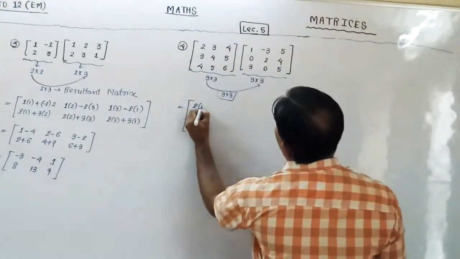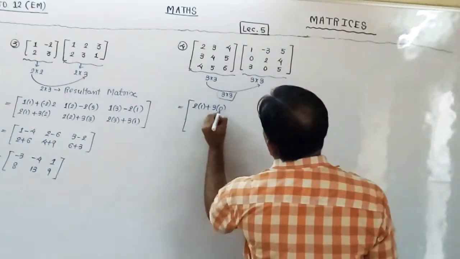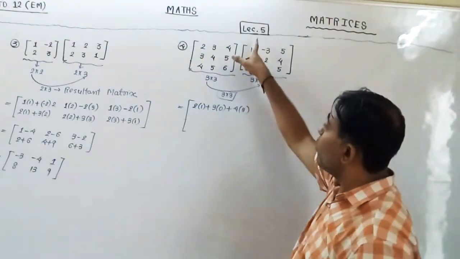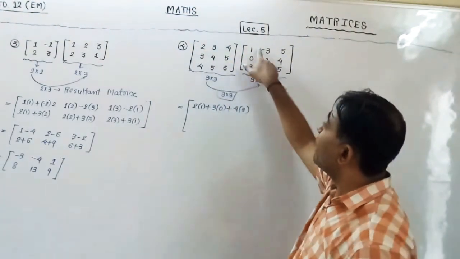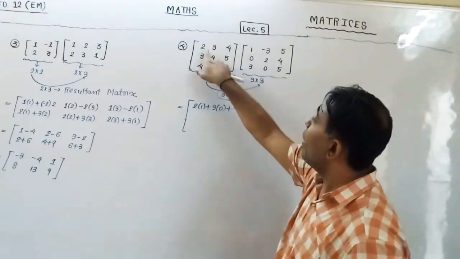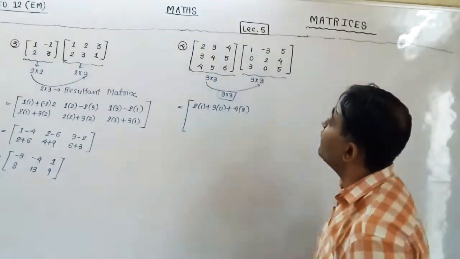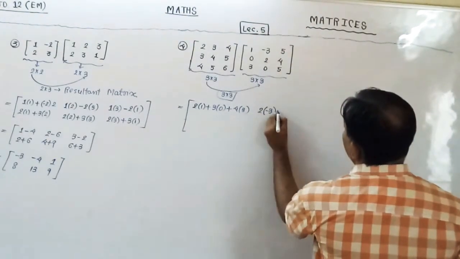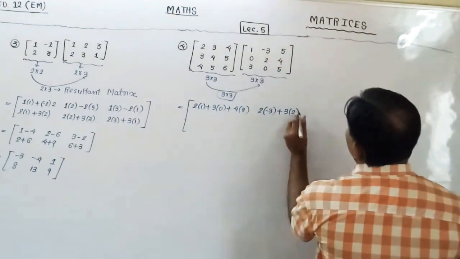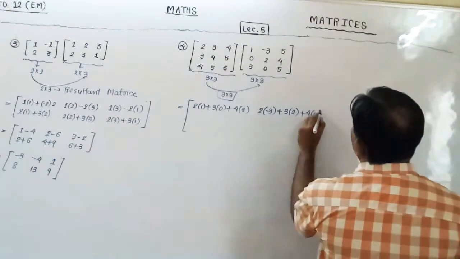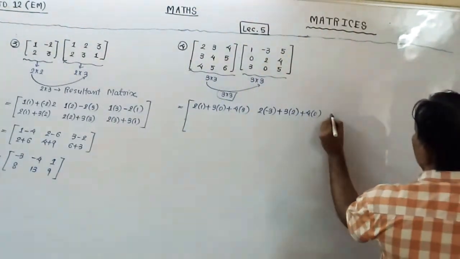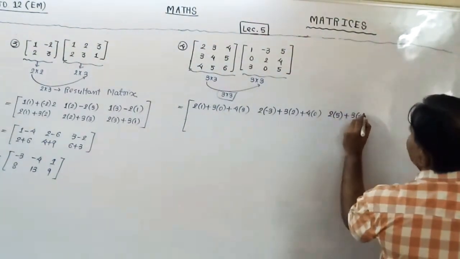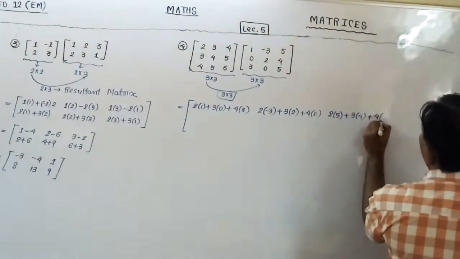2 into 1 plus 3 into 0 plus 4 into 3. Write all the elements alternately. First row, second column: 2 into minus 3 plus 3 into 2 plus 4 into 0. First row, third column: 2 into 5 plus 3 into 4 plus 4 into 5.